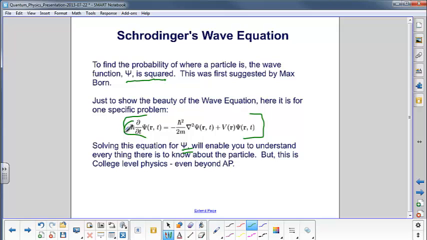This little guy over here, i h bar, is just h divided by 2 pi, Planck's constant divided by 2 pi, partial derivative with respect to time. Not important right now, but if you take this and act on the wave function, it will give you the total energy of the system. So that's what was meant earlier by saying if you know psi, you know everything you need to know about the particle. But again, this is college level physics, even beyond AP.